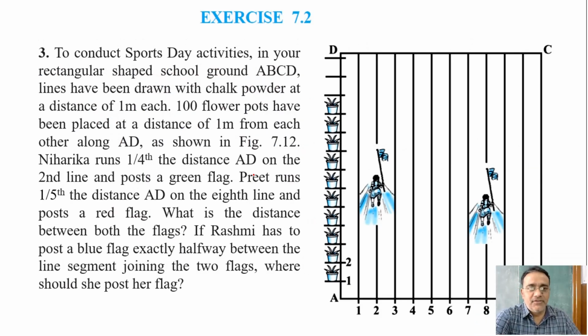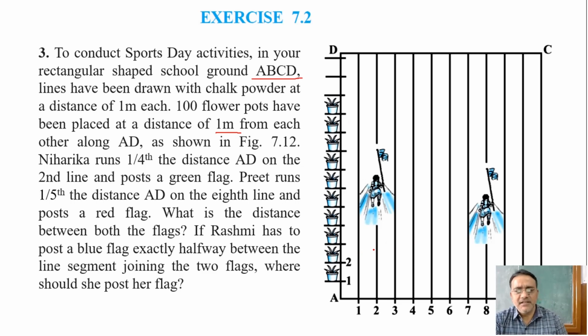Question number 3. Now this question can be given in the form of a case study based question. So this is the best question for a case study based question. To conduct sports day activities in your rectangular shaped school ground ABCD, lines have been drawn with chalk powder at a distance of 1 meter each. 100 flower pots have been placed at a distance of 1 meter from each other along AD as shown in this figure.